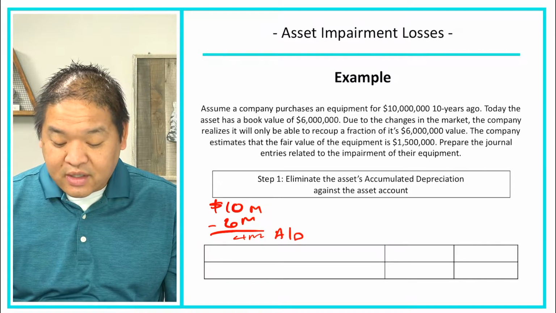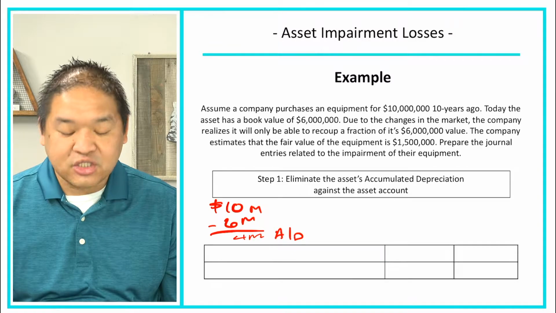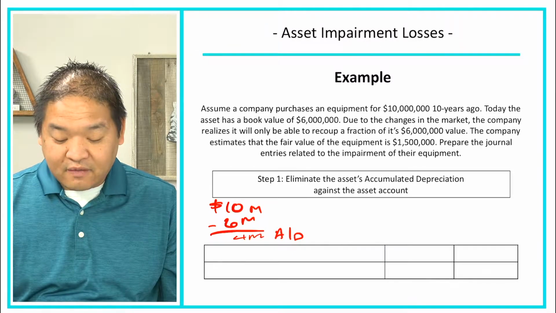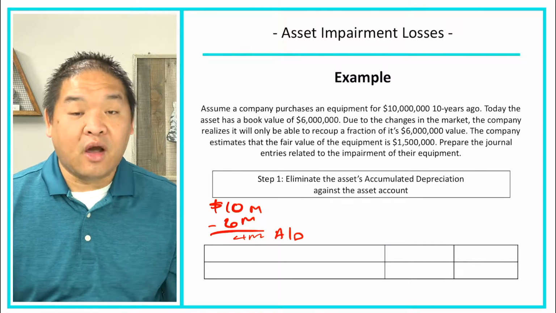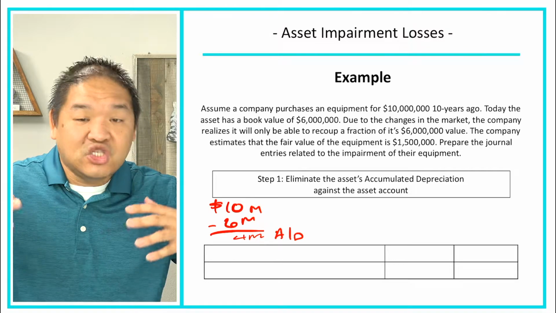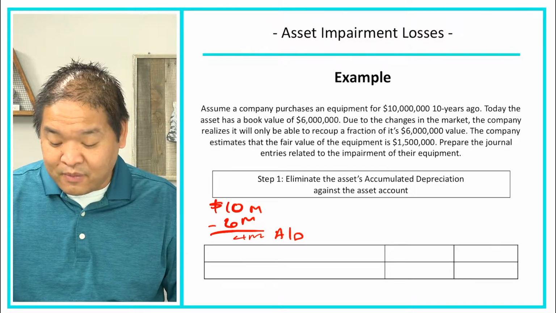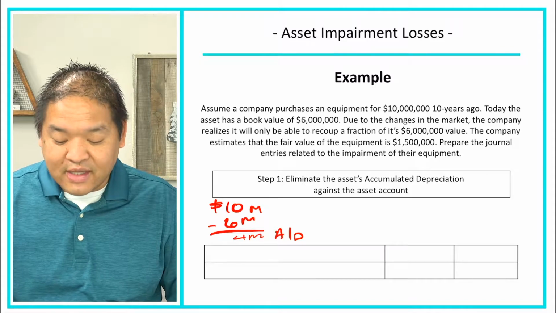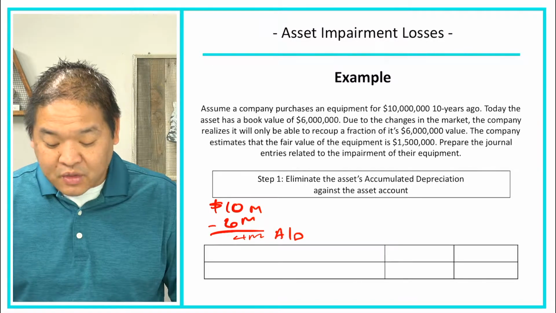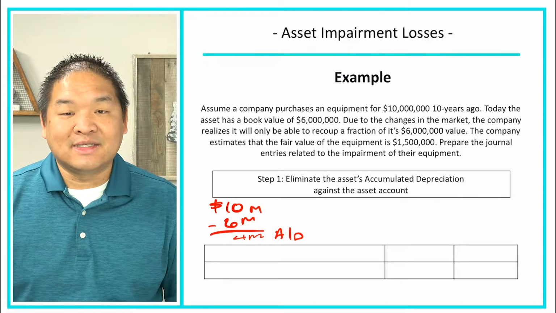Due to the changes in the market, the company realizes it will only be able to recoup a fraction of its $6 million value. The company estimates that the fair value of the equipment is $1.5 million. So it's taken a hit, and it could be technology based. It could be changes in the market. We really don't know here, but it's now only worth $1.5 million. Prepare the journal entry related to the impairment of their equipment. So step number 1 is we're going to eliminate the asset's accumulated depreciation against the asset itself.